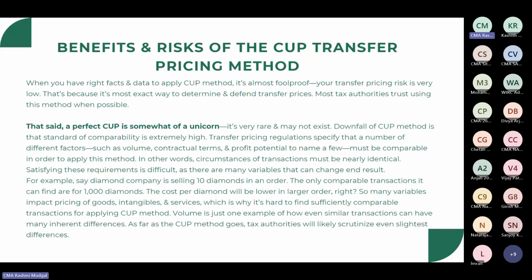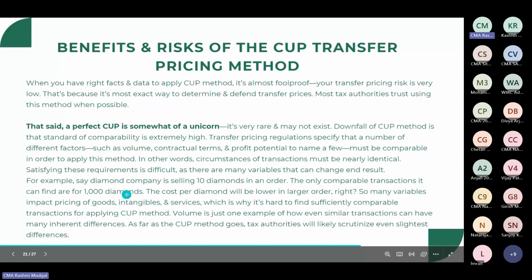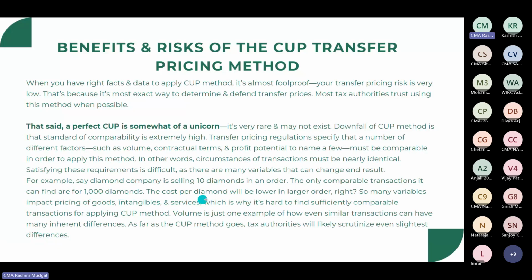For example, say a diamond company is selling 10 diamonds in an order. The only comparable transaction it can find is for 1000 diamonds. The cost per diamond will be lower in the larger order. Obviously, for 10 diamonds I would have lower selling overheads than for 1000 diamonds. Definitely insurance, everything will be lesser in the 10.